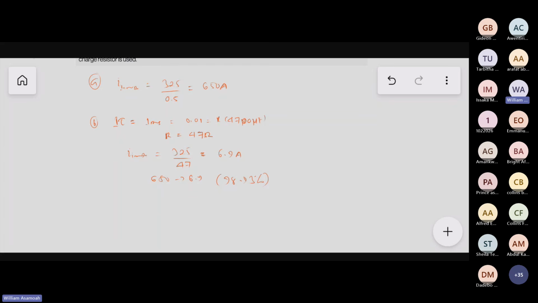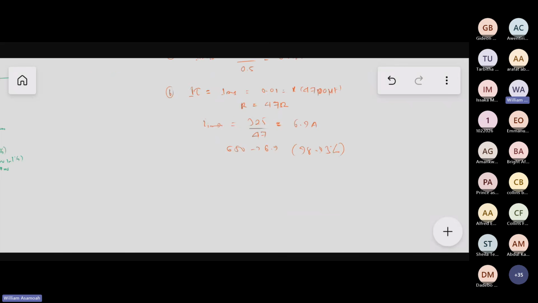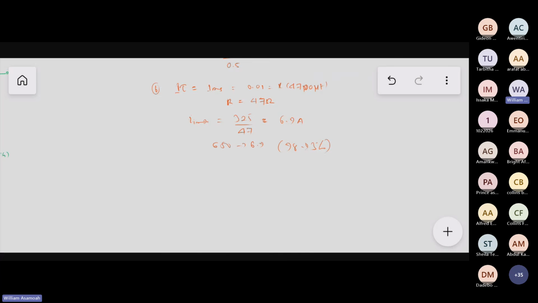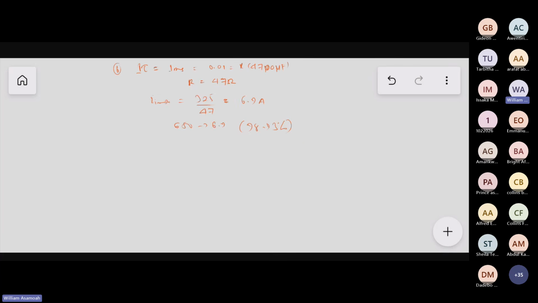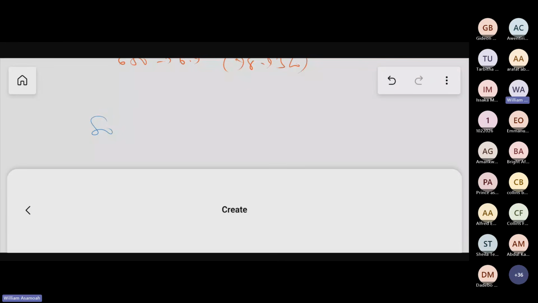Then we have the third one, which is the active soft start circuit. So we have what we call the soft starters. You'll be hearing more of this when you go to your industry for internships and attachments. We call it the soft start.